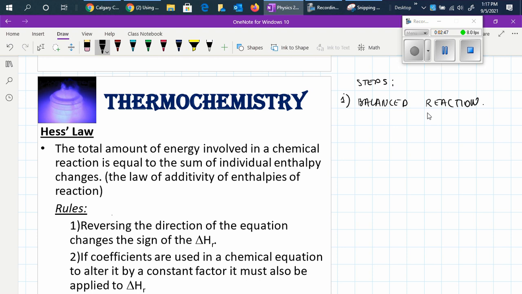But if it is not given, then the next step will be to manipulate the given intermediate reactions to give us the net reaction that we are looking for.